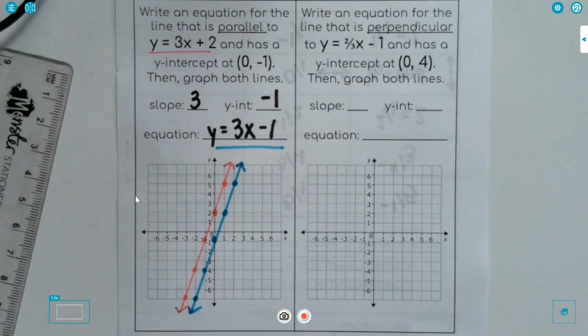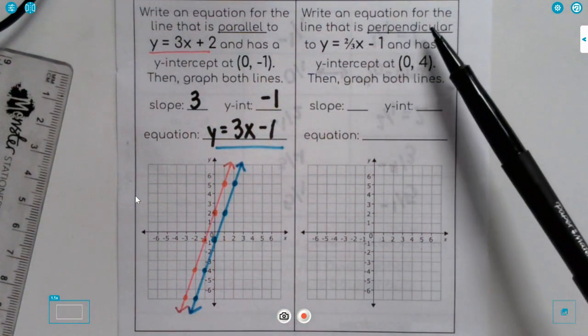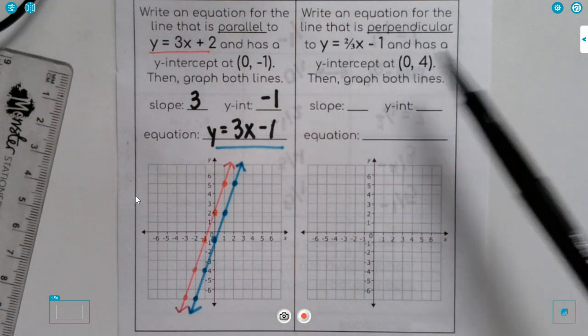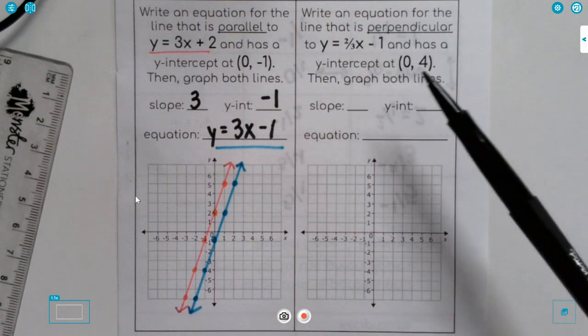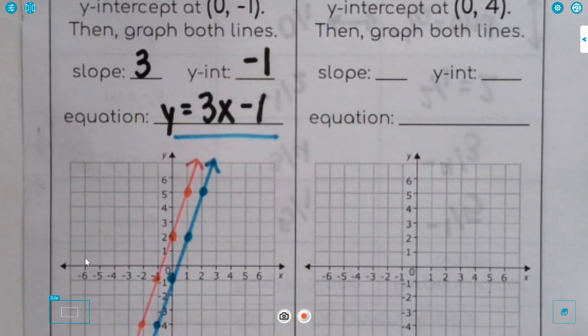Okay, so we are going to do a perpendicular example then. The next example says write an equation for the line that is perpendicular to y equals 2/3 x minus 1 and has a y-intercept at (0, 4). Then we are also going to graph both lines and see that they are perpendicular. Zoom into this a little bit.